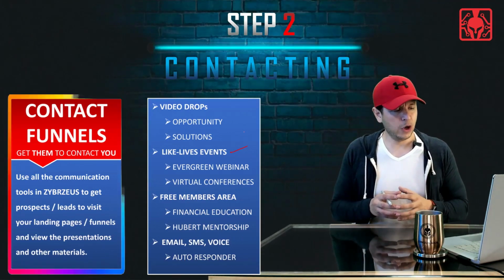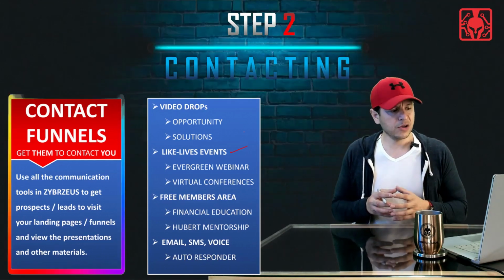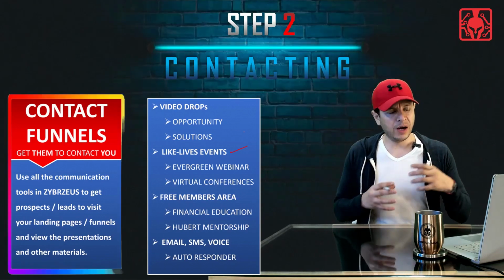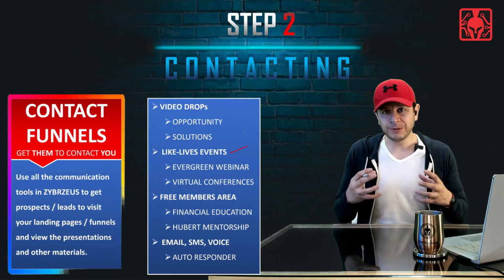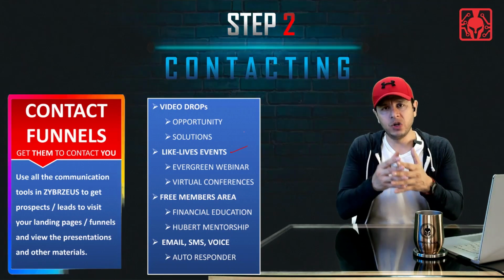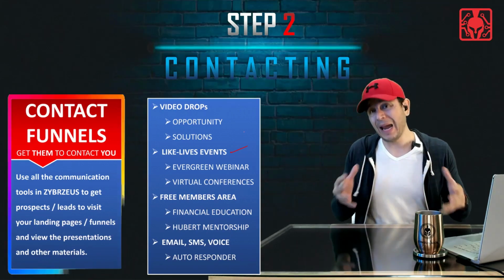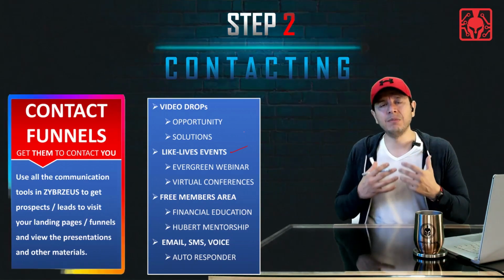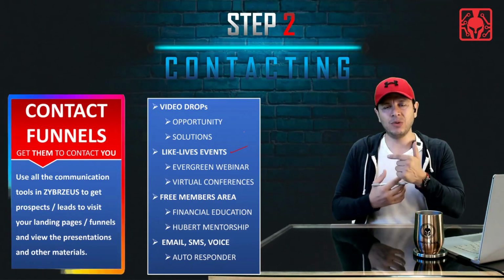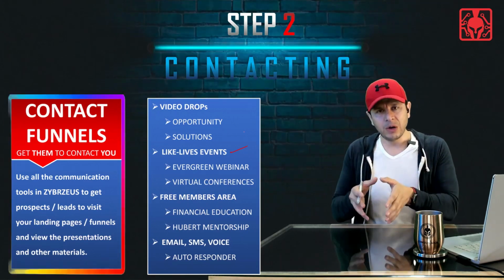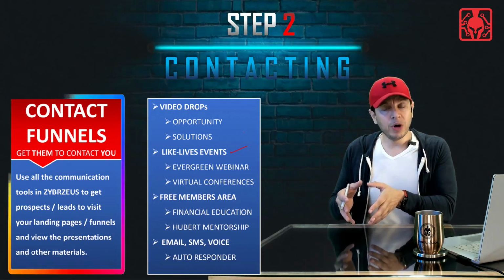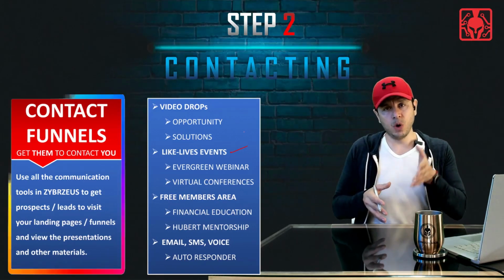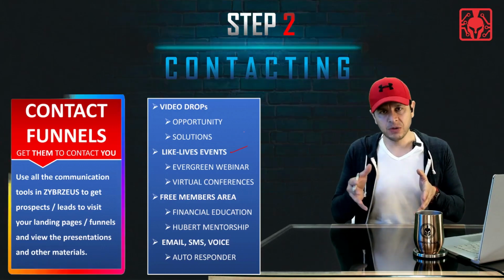Like I said, here we have Hubert Mentorships, financial education, and then we have what's called the autoresponder, which is a mixture of email, SMS, and voice messages, all incorporated into a process, a program, a campaign that can help you deliver these videos, these materials that will get them to contact you, that will get them to click, fill out questionnaires, fill out appointment calendars, for you to get on the phone with them and be able to either get them enrolled or help them with a financial solution.